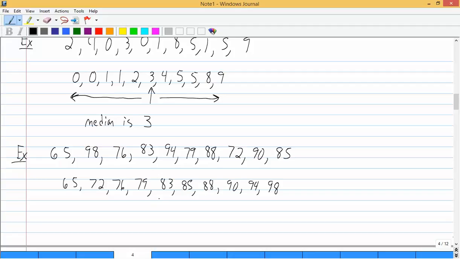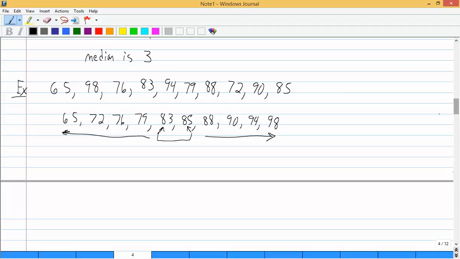Alright, so if you take these two numbers here, 83 and 85, you have four numbers to the right of 85 and four numbers to the left of 83. So to find the median, you add the two data items together and divide by 2. You find the average of the two middle terms. Okay, and so it's going to be 168 divided by 2, or 84. So the median is 84.